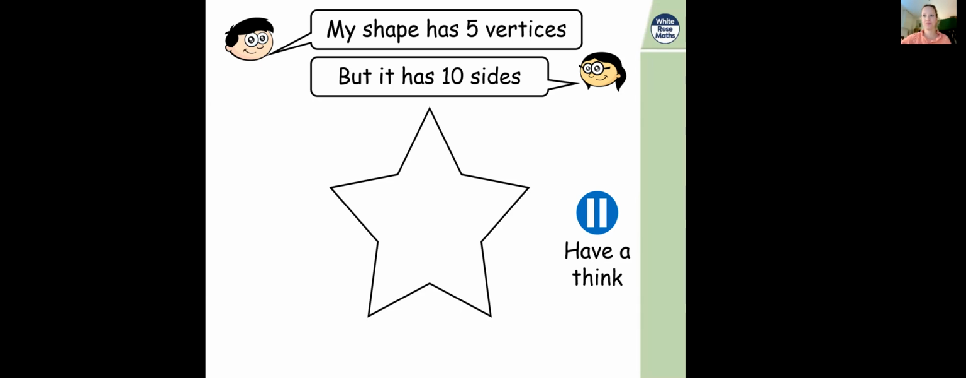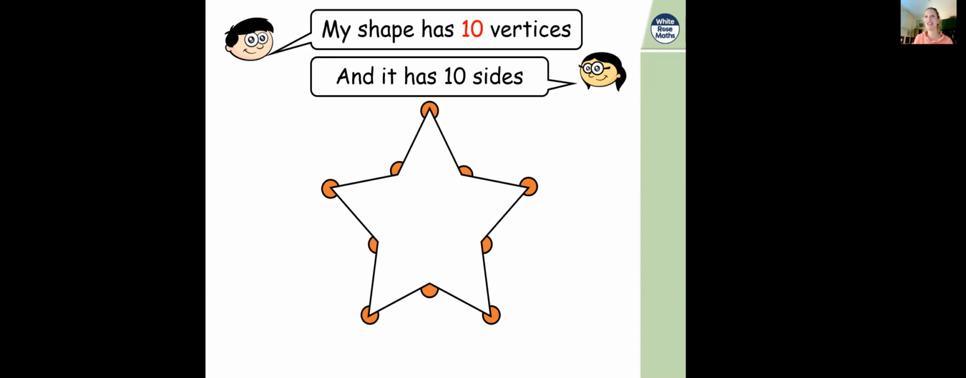Let's count the vertices. 1, 2, 3, 4, 5. That's not all the vertices though, is it, children? Look, there's some more. 6, 7, 8, 9, 10. So there are 10 vertices and 10 sides on this star. There you go, Dexter, you change your answer. My shape has 10 vertices and it has 10 sides, so that too is keeping with that pattern.